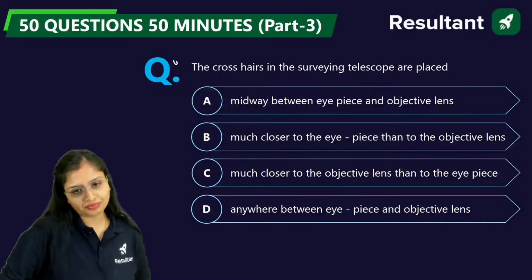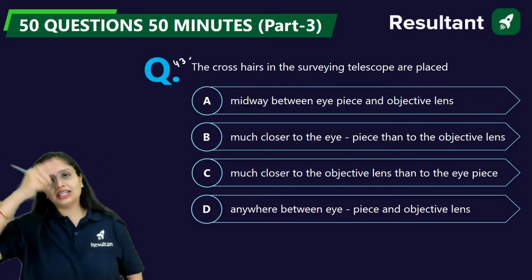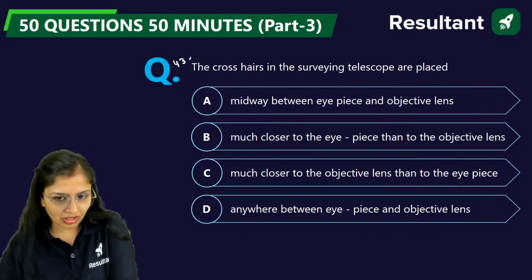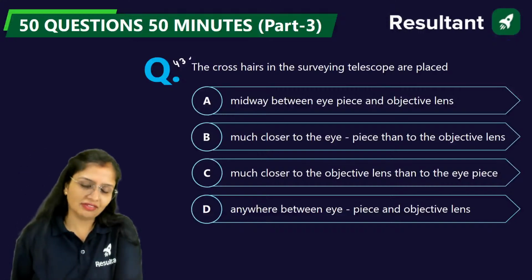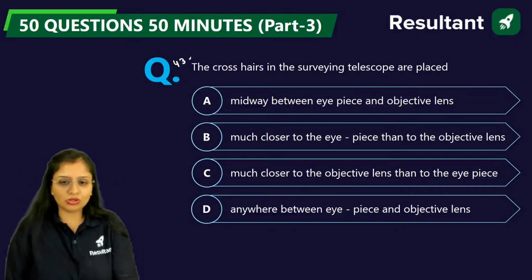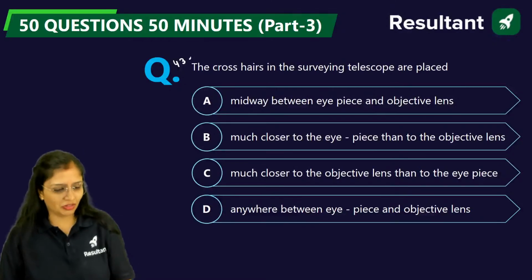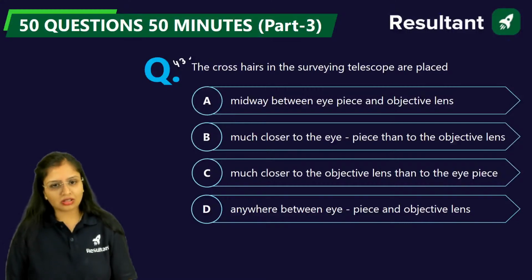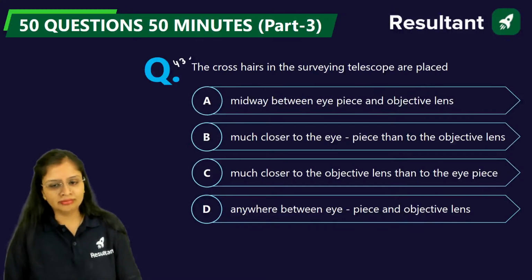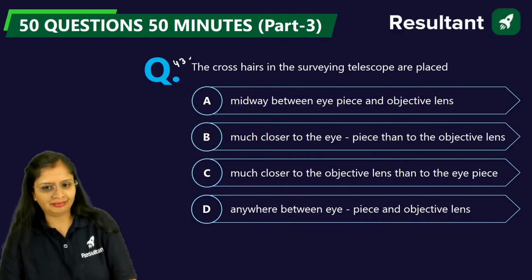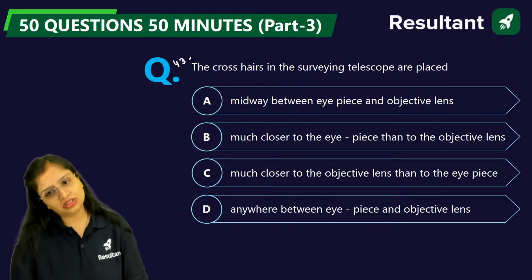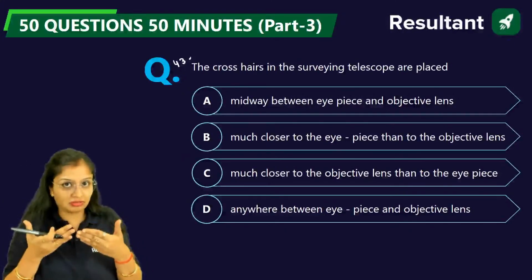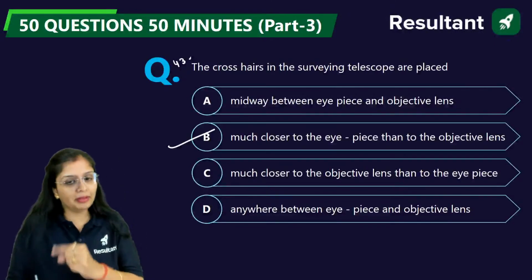Question 43. The crosshairs in the surveying telescope: where do you place them? You have the eyepiece and you have the objective lens. Do you place it closer to one, farther from the other, or in between? Crosshairs in the surveying telescope, you place much closer to the eyepiece as compared to the objective lens.